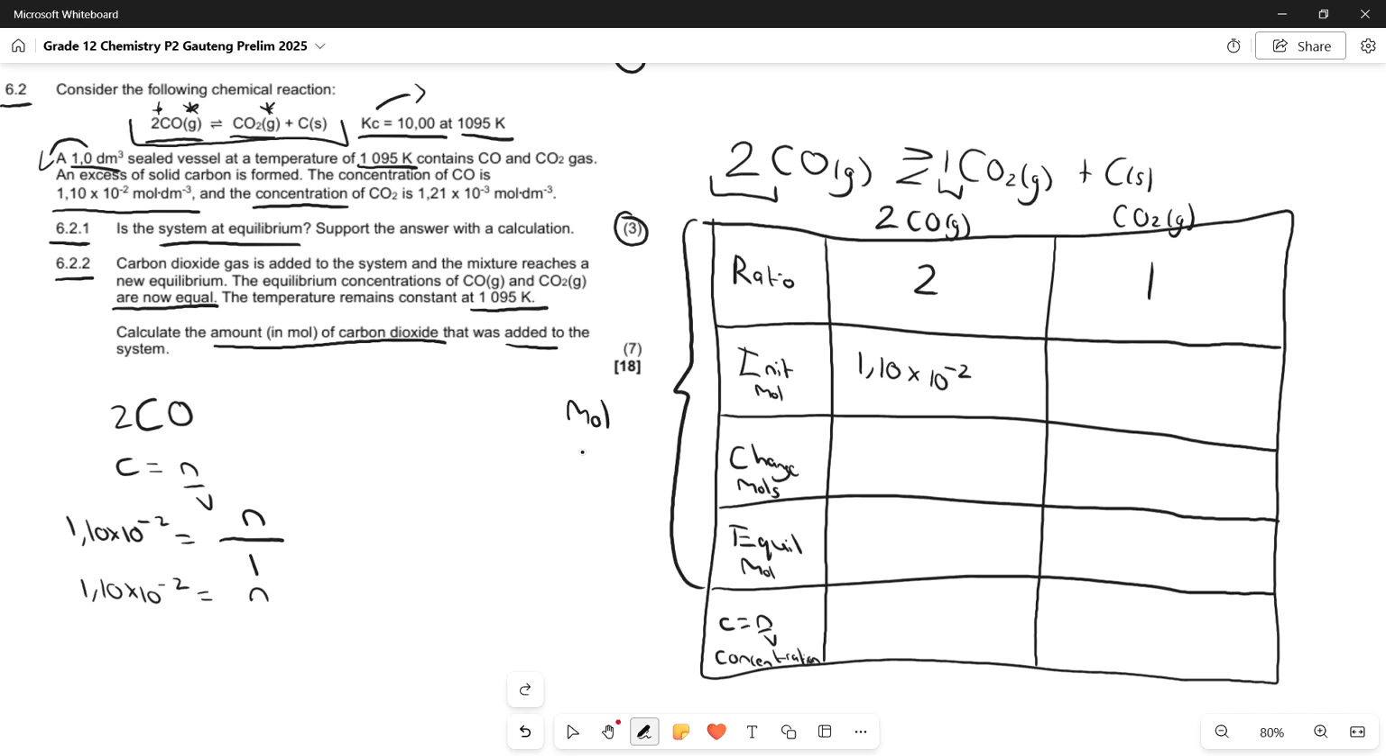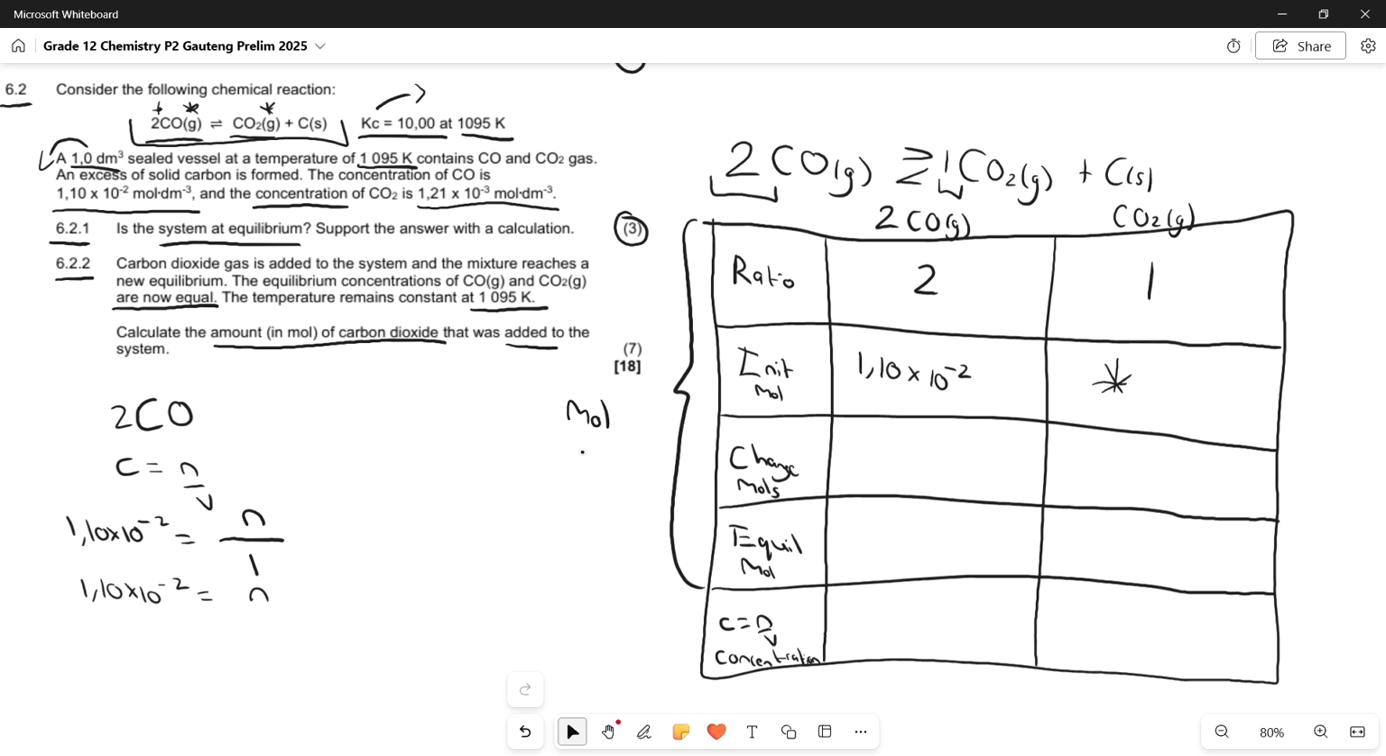So we got the initial moles of our CO gas over here, but we can't just go ahead and do the same thing for the initial moles of our CO2, because this question is saying that carbon dioxide gas is added to the system and the mixture reaches a new equilibrium. So we don't actually know the initial moles over here. It technically would be 1,21 times 10 to the negative 3 as we have over there, plus Y, because we don't know how much mole was added to it.